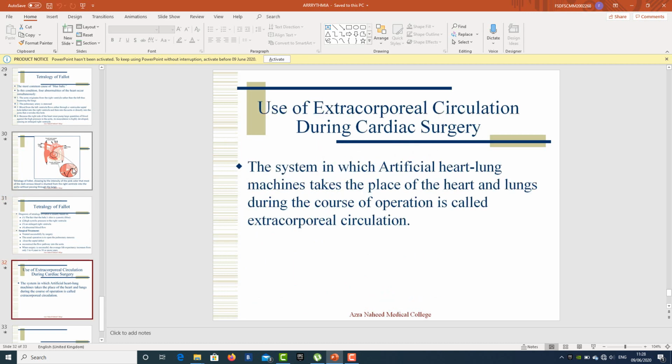The use of extracorporeal circulation during cardiac surgery. The system in which artificial heart-lung machines take the place of the heart and lungs during the course of operation is called the extracorporeal circulation. It is frequently asked, what is it?